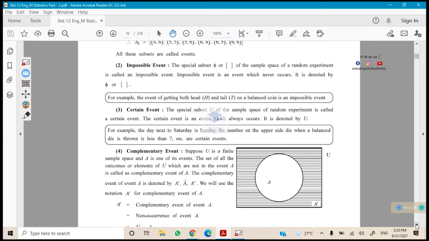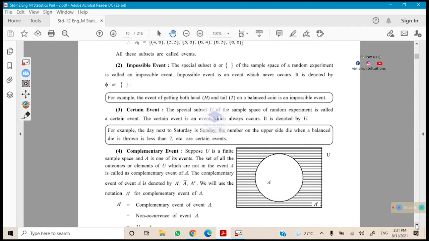Then certain event, the special subset U of the sample space of a random experiment is called a certain event. The event which is going to happen, which always happens, which is bound to happen, like tossing a coin, getting head, getting tail, throwing dice, getting an even number, getting an odd number, getting a number less than 7, getting a number more than 0. So all these are certain events. They are going to happen, bound to happen. In weather forecast there are two, either it will rain or it will not rain, if we are talking from the perspective of rain.